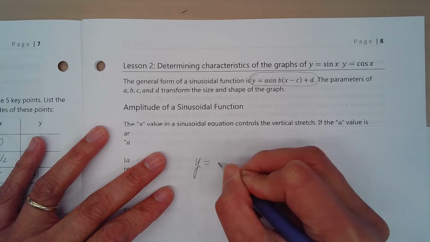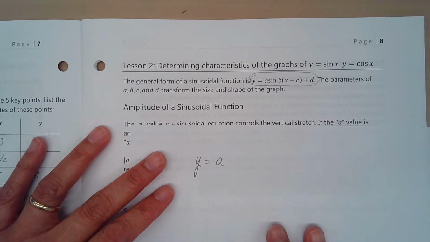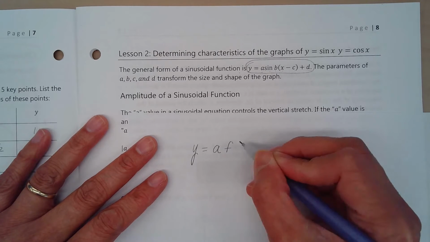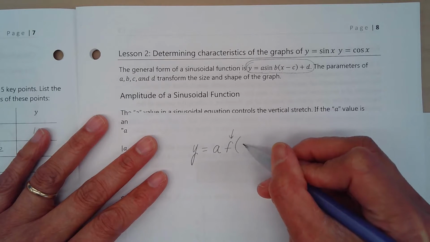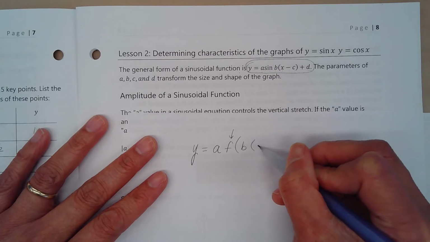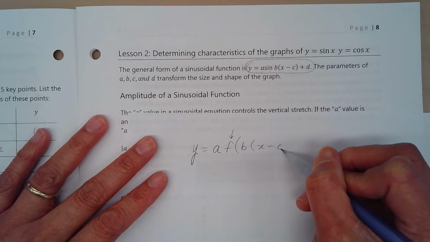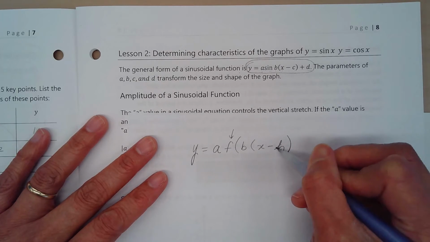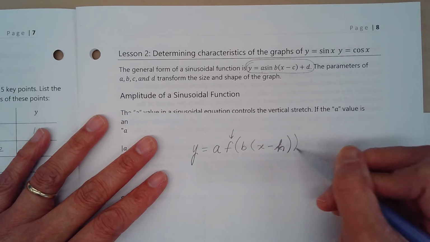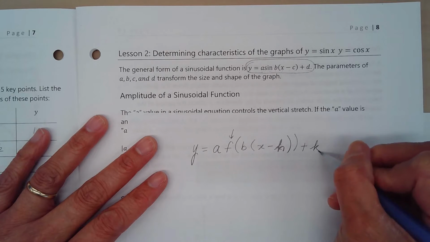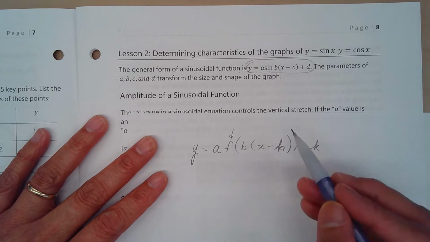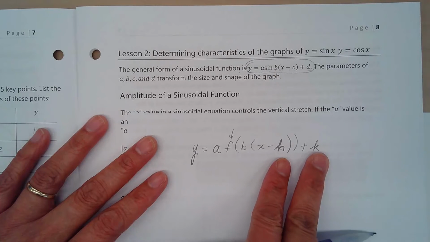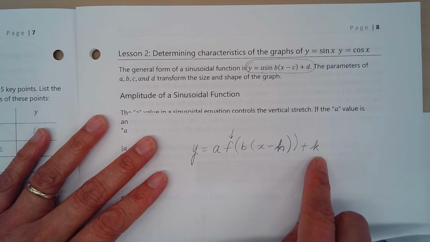Y equals a f, where f is a generic function, could be any function, times b times x minus h, horizontal shift, brackets, plus k, vertical shift. Oh, isn't that kind of amazing? Now, they changed some stuff in here. h is a horizontal shift, k is a vertical shift.